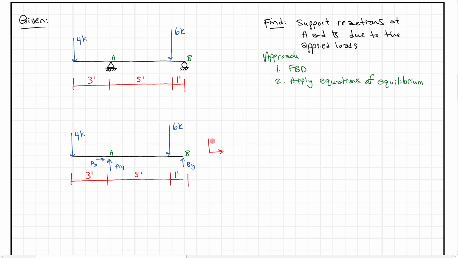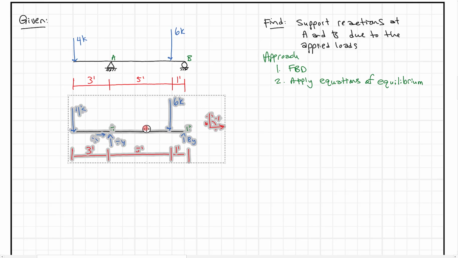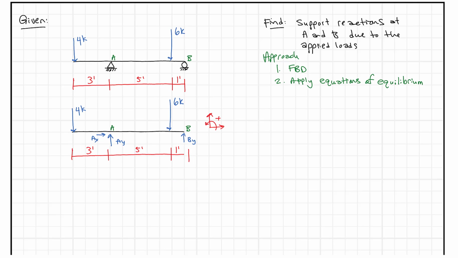The one thing that we do want to add in for our free body diagram is the coordinate system, where we show what our positive sign convention is. Once we have that, I might move it up just to give myself a little bit more space. All that we're going to do is apply those equations of equilibrium, solve this thing, and move on.